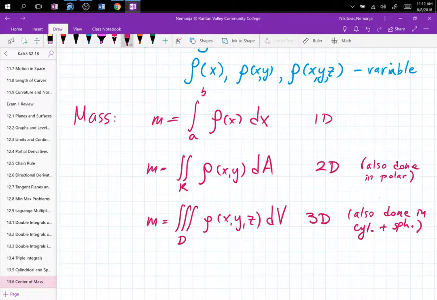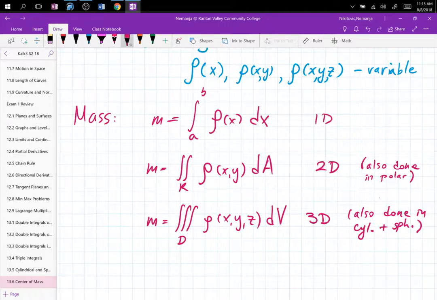Now please look, you are not supposed to memorize three formulas. You're memorizing the concept that mass is the integral of density. Now the dimensionality of the problem and the shape you have will govern which one of the six formulas is the one that you will use. Why do I say six? Well, 1, 2, 3, 4, 5, and 6, right? So you have six formulas there.